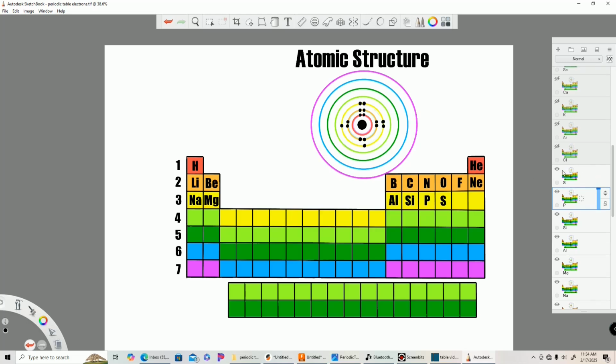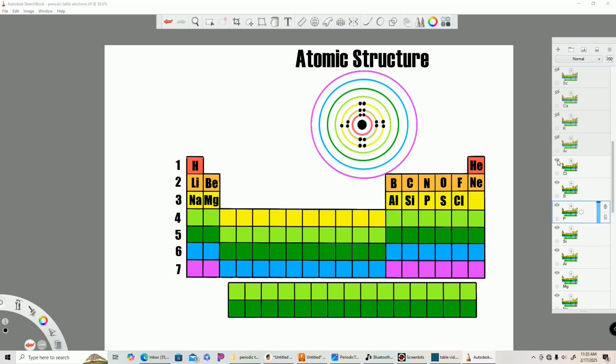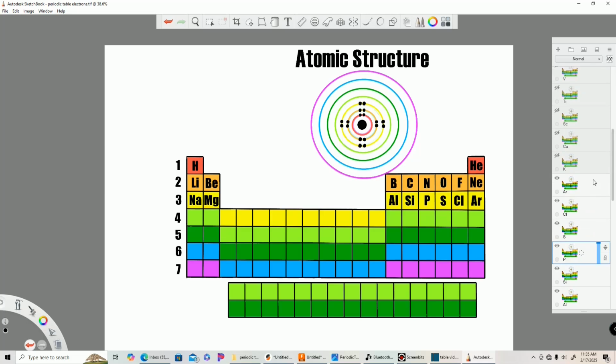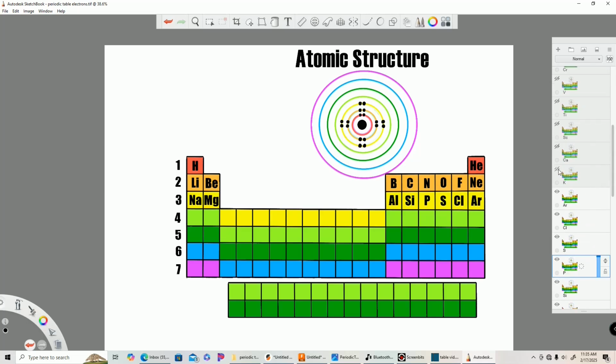Okay, so after sulfur we have chlorine with 7, similar properties to fluorine above it, and then argon, which is another noble gas with a complete octet. When we get into the fourth row, we're going to see something new here. Potassium, new row, new layer, first column, 1 electron. Calcium, second column, 2 electrons.